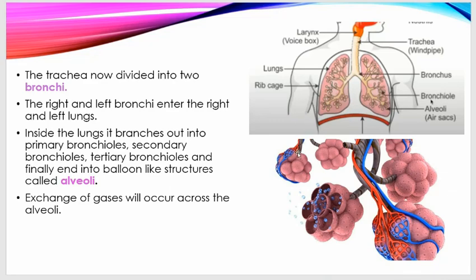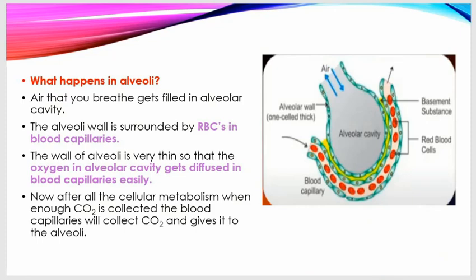And finally, these bronchioles are going to end in these balloon-like structures, which are known as the alveoli. Alveoli are very, very important. Exchange of gases is going to take place through the alveoli. So, alveoli are the main site where the exchange of gases takes place. This one balloon is shown even more zoomed in in this figure.